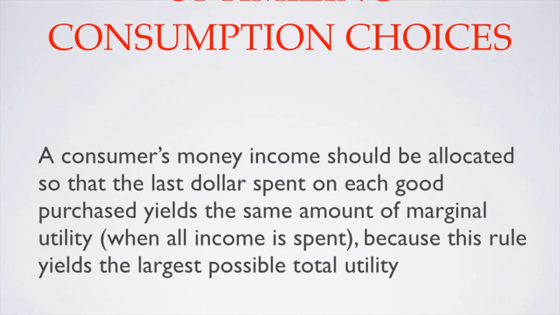A consumer maximizes personal satisfaction when allocating money income in such a way that the last dollar spent on good A, good B, or good C, and so on, yields equal amounts of marginal utility. A consumer's money income should be allocated such that the spending on each good is equal from one to the next.